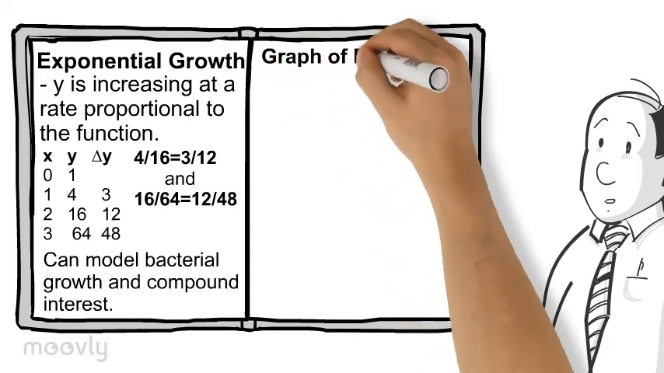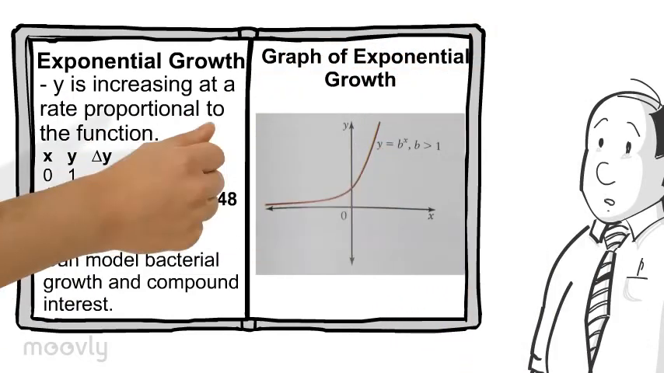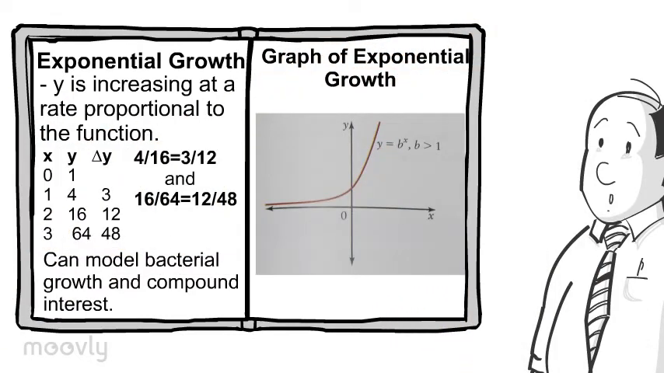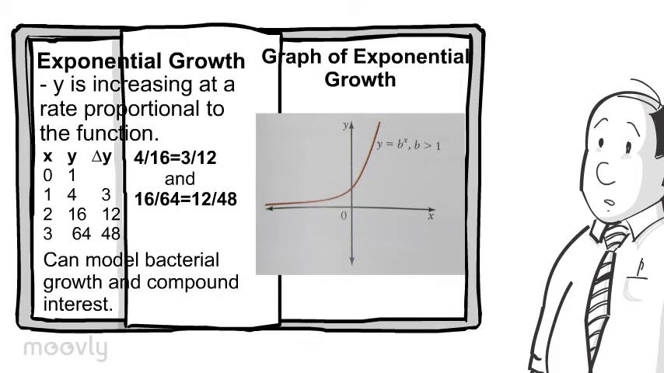The graph of exponential growth displays an increasing curve. The curve is above the x-axis and has a y-intercept of 1, considering that anything to the power of 0 is equal to 1. The restriction on the base value is that it must be greater than 1, because if it was 1, the function would be a horizontal line and would not be increasing.